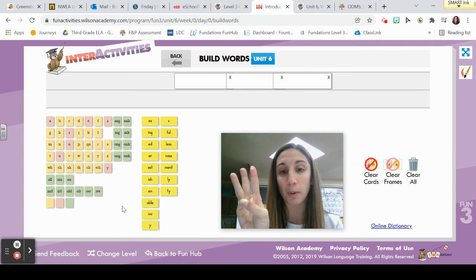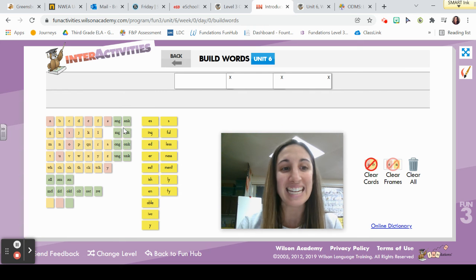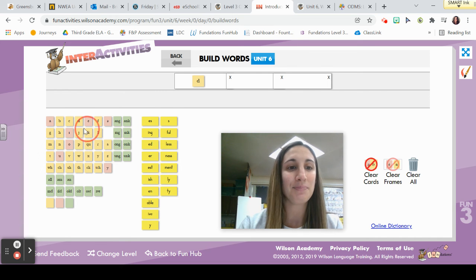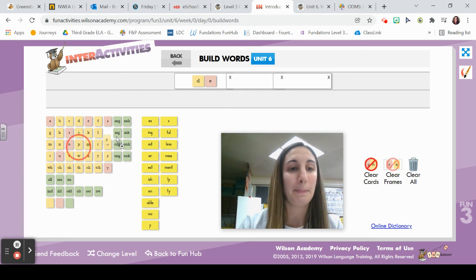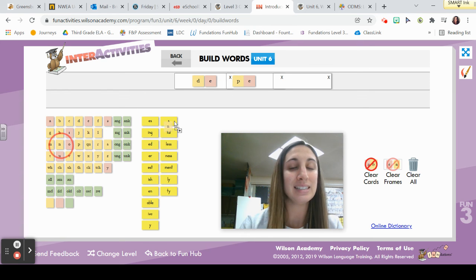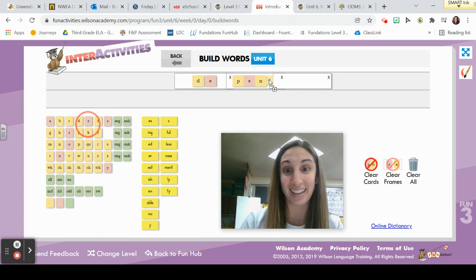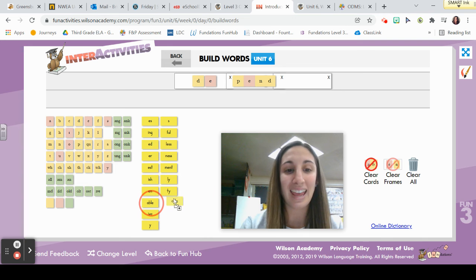Dependable. All right, so I actually hear a suffix in that last one. Let's get with the first one first. D, right? D, E, good. Pend, P, E, N, D, right? You hear that blend at the end of pend. Dependable. Which suffix do you hear?